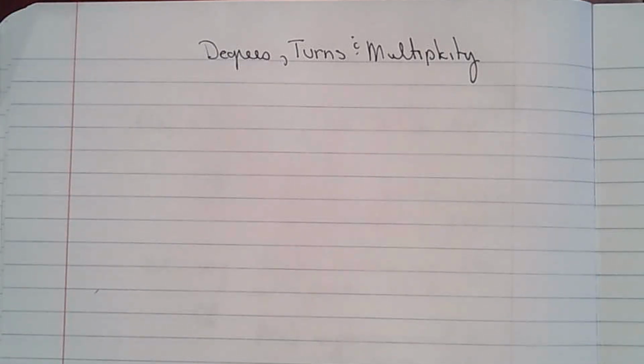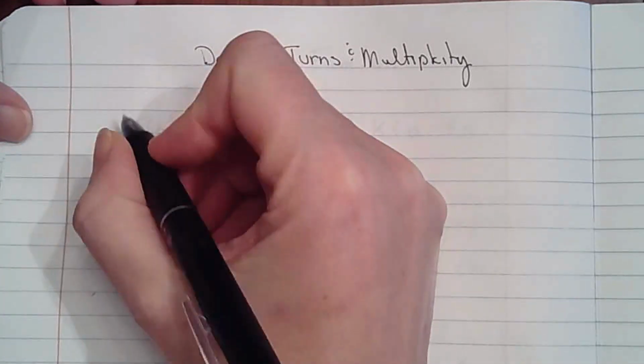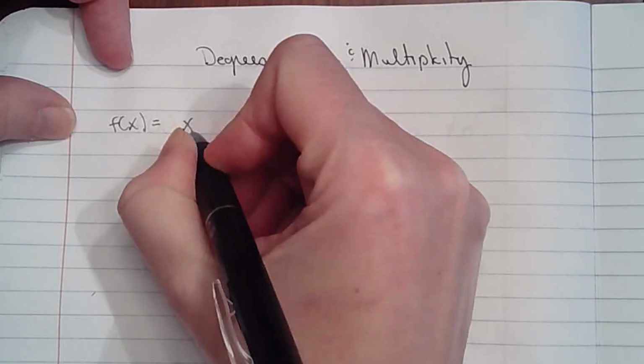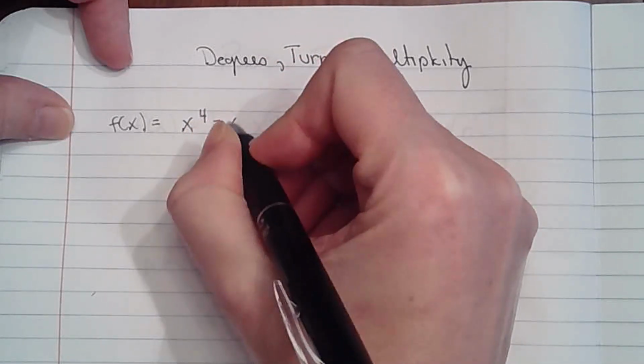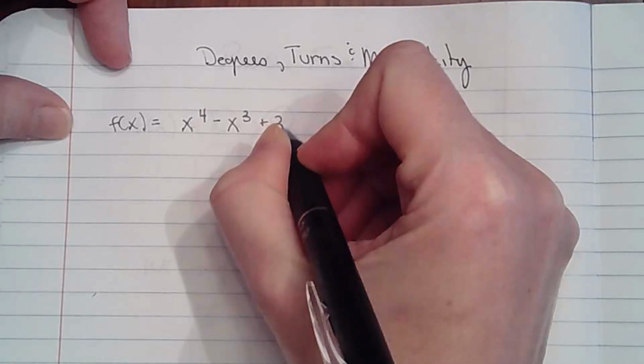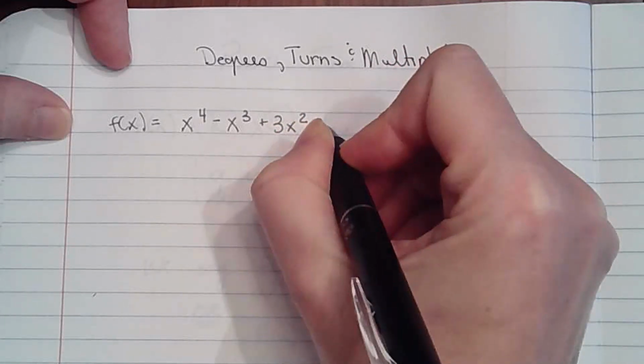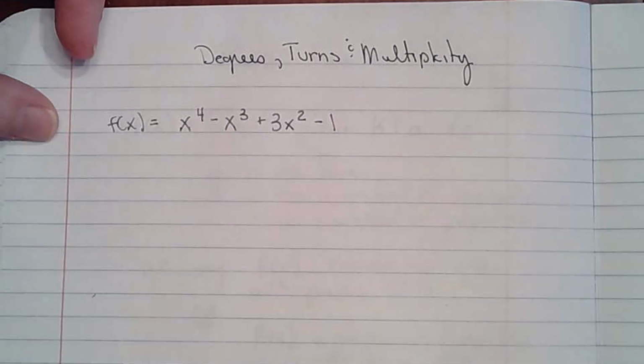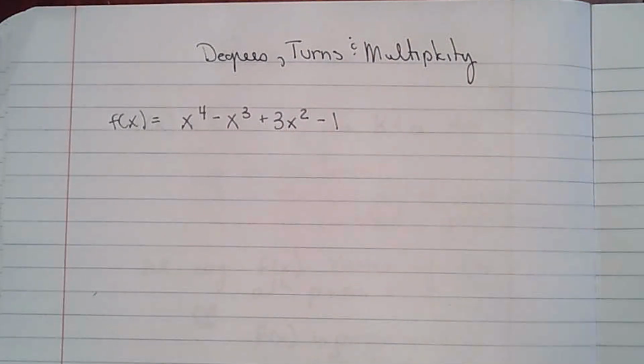Today we're going to look at the degrees, terms, and multiplicity of a higher degree polynomial. So let's look at f of x equals x to the fourth minus x cubed plus 3x squared minus 1. And I just made that up. It doesn't really matter what I had picked to show us.